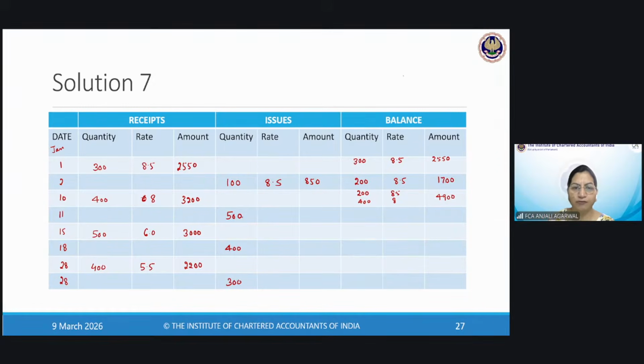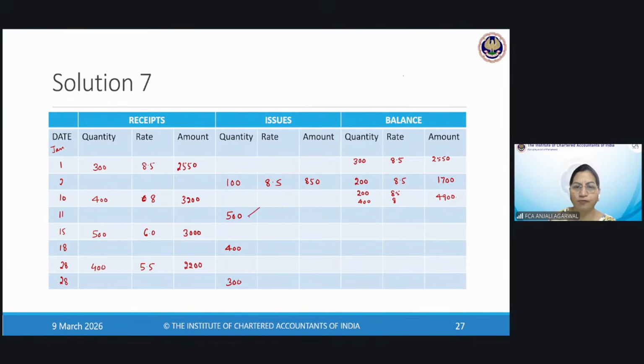Now, if 500 units are issued. If you're following FIFO, first this 200 will go, and the remaining 300 will go from 400 units. If you are following LIFO, 400 of this will go, and 100 from the first lot. And if you are following weighted average, we will divide 4,900 by 600. The rate will come, and we will charge the entire 500 units at that rate.